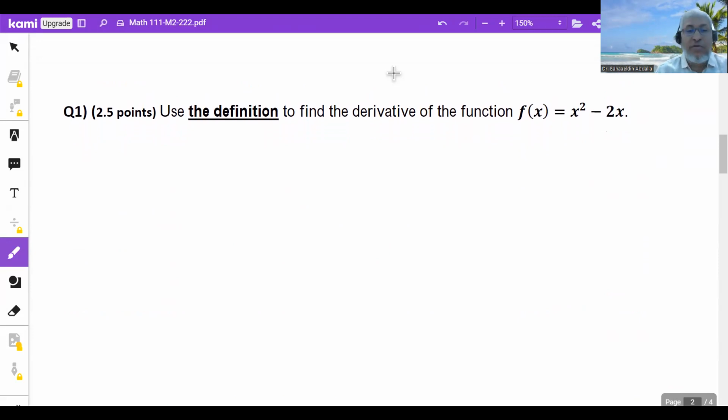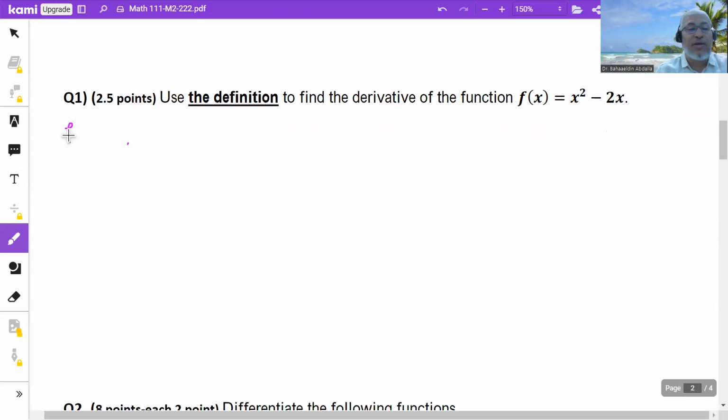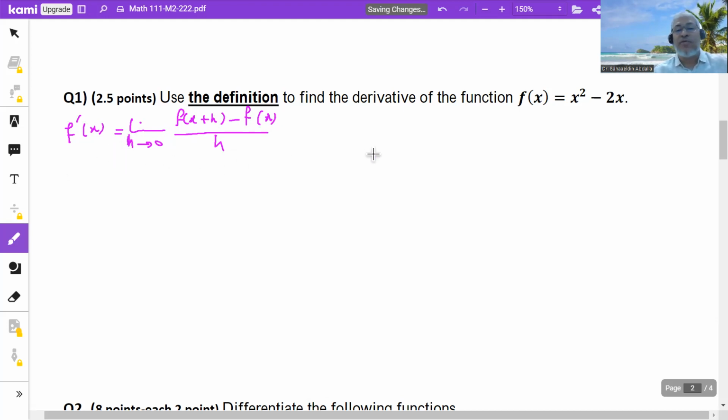Well, the definition of the derivative says that f prime of x equals the limit of f of x plus h minus f of x over h when h approaches 0. That's the definition of the derivative. When he says use the definition, you should use this definition.